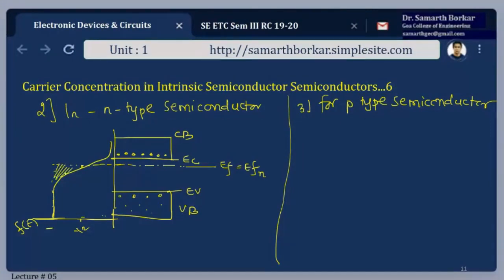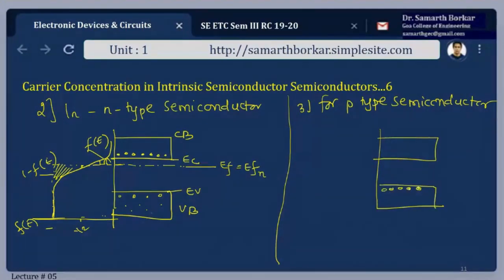So now this is the 1 minus F of E, the empty states, and these are the conduction, F of E. Likewise for p-type semiconductor, we're going to have holes as majority charge carriers. Number of holes will be more, number of electrons will be sparse or less. Now in this case, this EF, the Fermi level, will shift towards the valence band, and this can be written as EFP because p-type semiconductor.